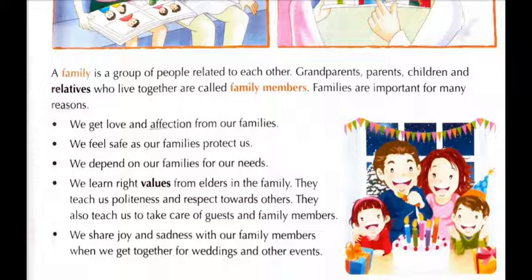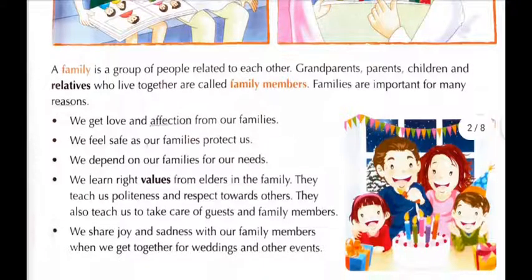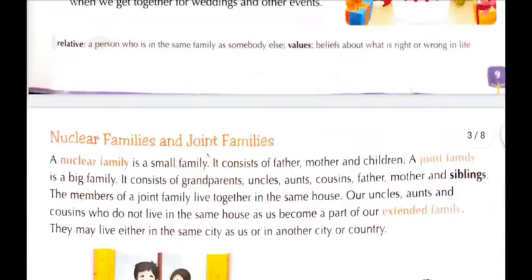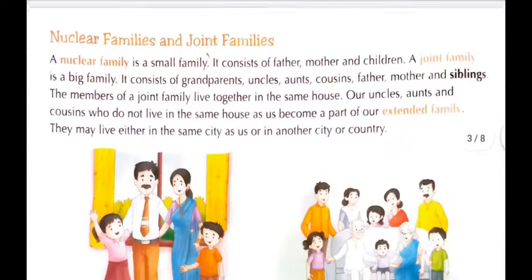So in this paragraph, we learn that a family is a group of people who are related to each other, like grandparents, parents, uncles, aunts, nephews, siblings who live together. Now, why are families important for us? Families are important for us because we get love, care, affection, respect, protection, and we learn good manners from them. Now, move on to the next paragraph, that is nuclear families and joint families.